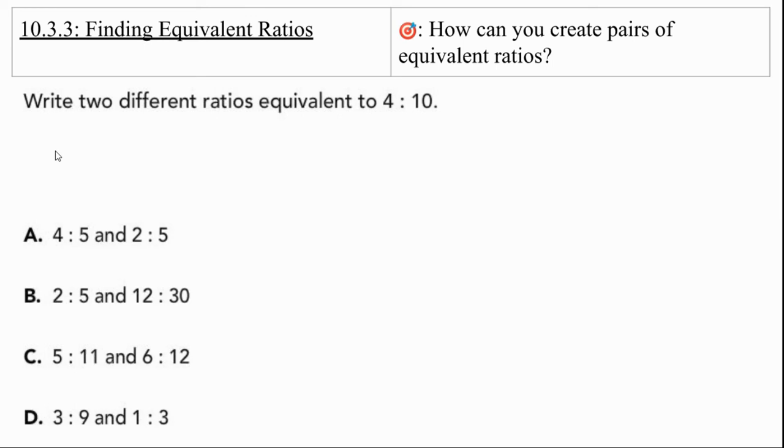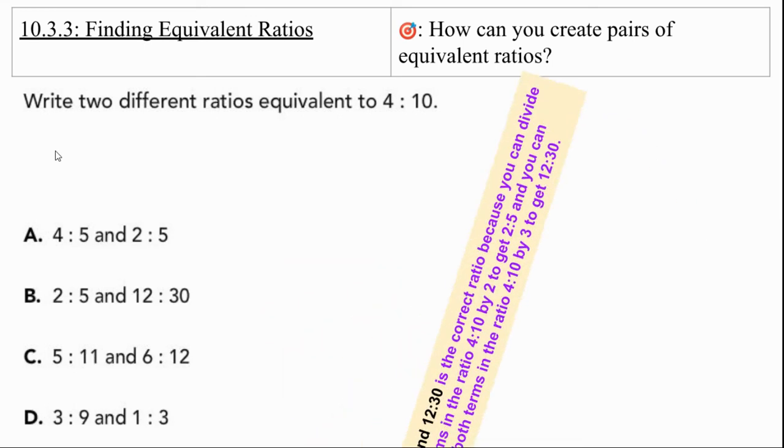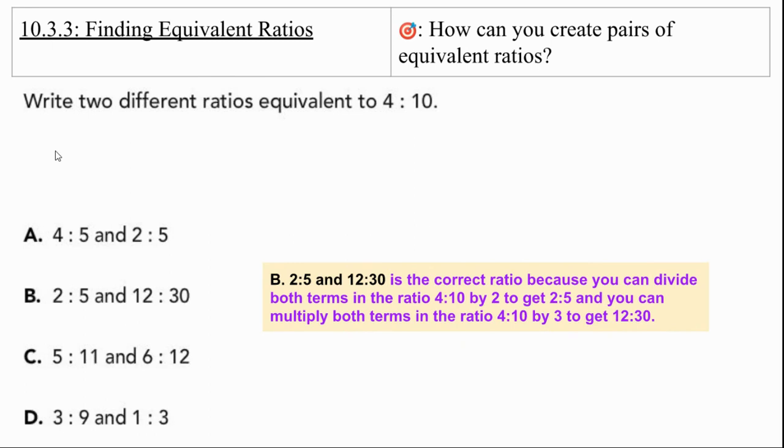Let's come back. What is the answer? B, 2 to 5 and 12 to 30. It's the correct ratios because you can divide both terms in the ratio 4 to 10 by 2 to get 2 to 5. And you can multiply both terms in the ratio 4 to 10 by 3 to get 12 to 30.